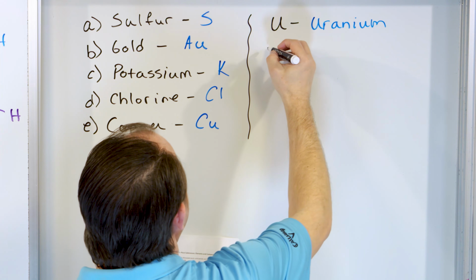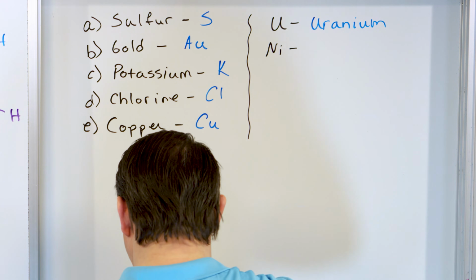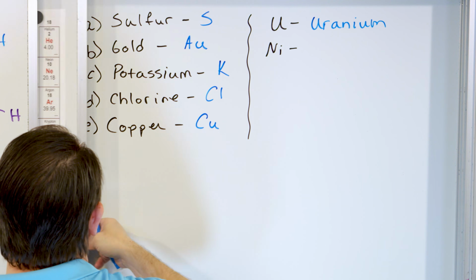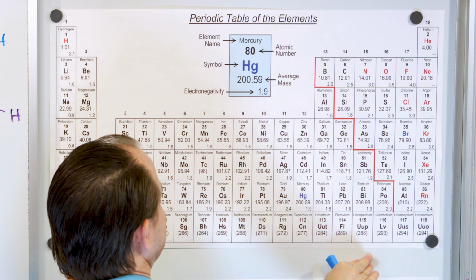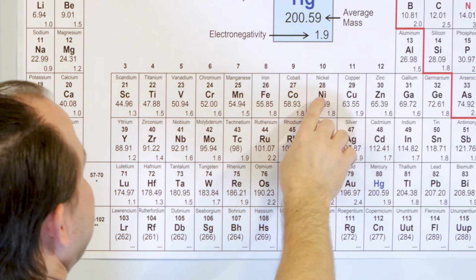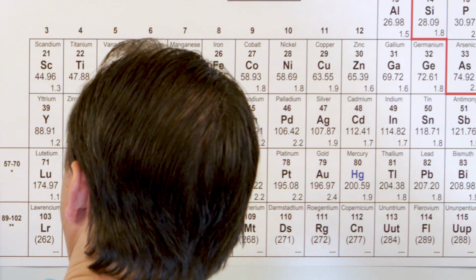Next one. What about Ni? So grab your table out. See if you can find Ni. Okay, Ni is right here, and that's nickel. We'll write down nickel.